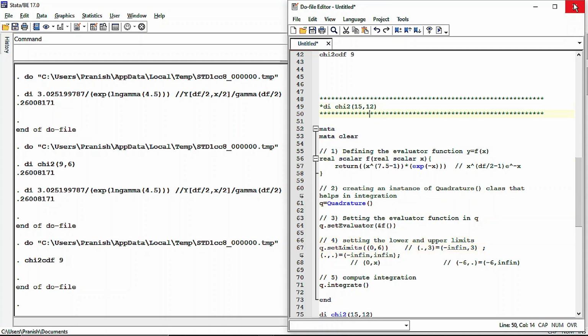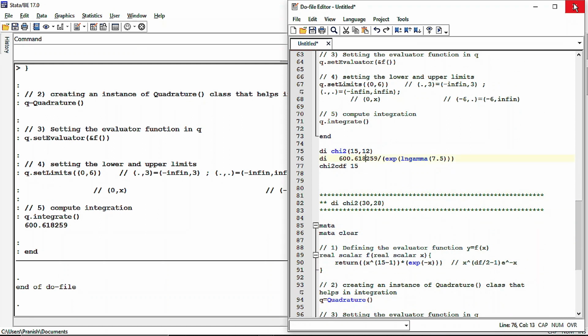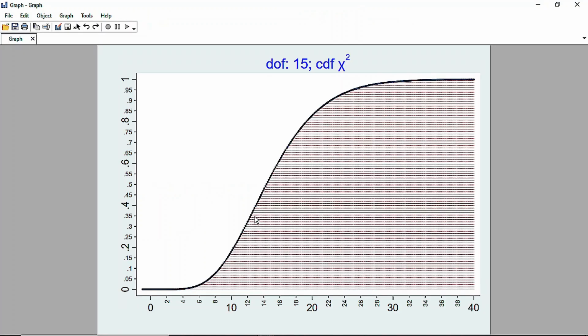Now let us see what is its lower incomplete gamma function. First of all, let us calculate it, and it is 600.61, and in our generic formula, we use this value, the lower incomplete gamma function divided by the gamma of half the degrees of freedom, and both formulas should yield the same result. So the probability of x being less than or equal to 12 for 15 degrees of freedom is 32%, somewhere over here.